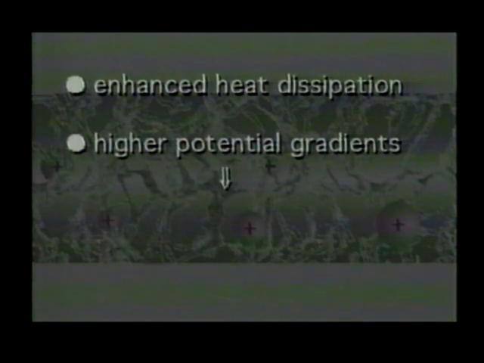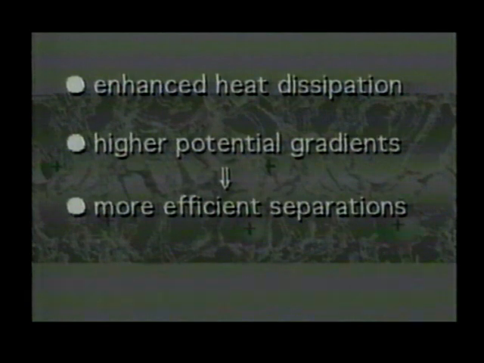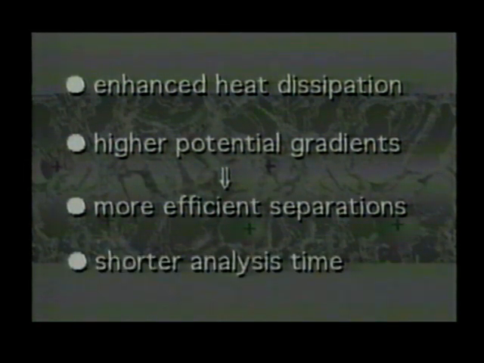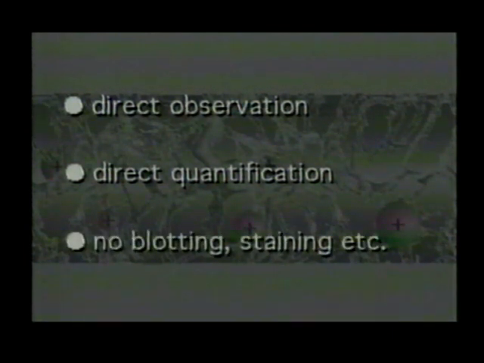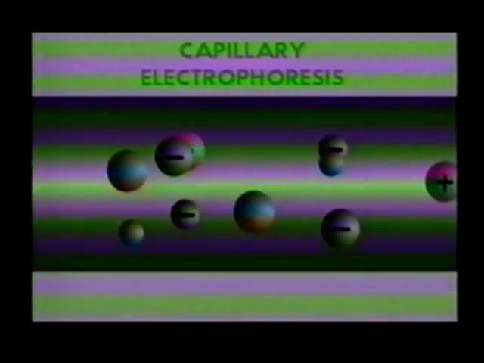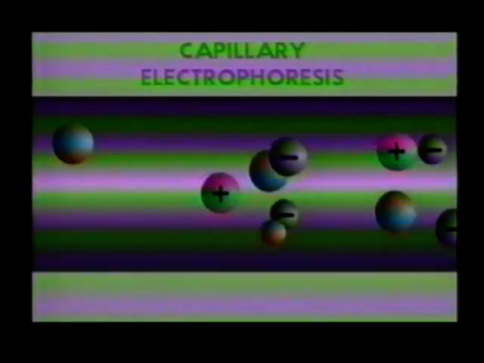The first advantage in the use of capillary tubes for electrophoresis is associated with enhanced heat dissipation. This permits the use of much higher potential gradients than is possible in the slab gel technique, and leads to more efficient separations with a dramatic decrease in analysis time. The second advantage is the ability to directly observe and quantify analytes on the capillary. This removes the need for time-consuming blotting, staining and destaining steps, which are features of the slab gel technique.